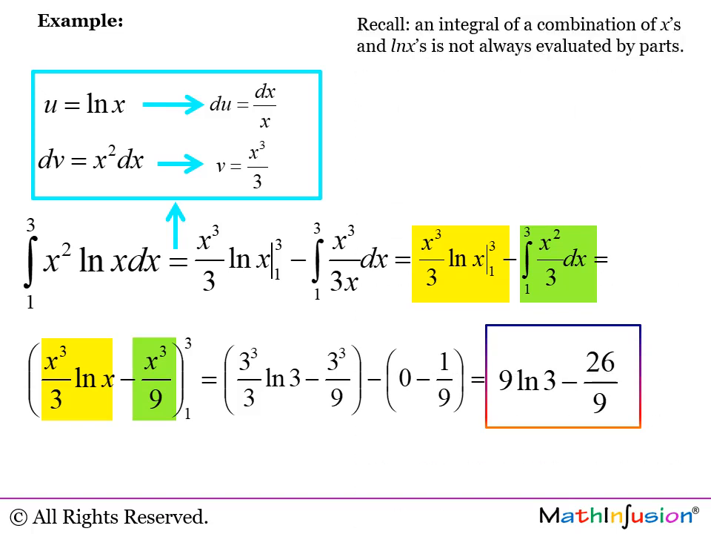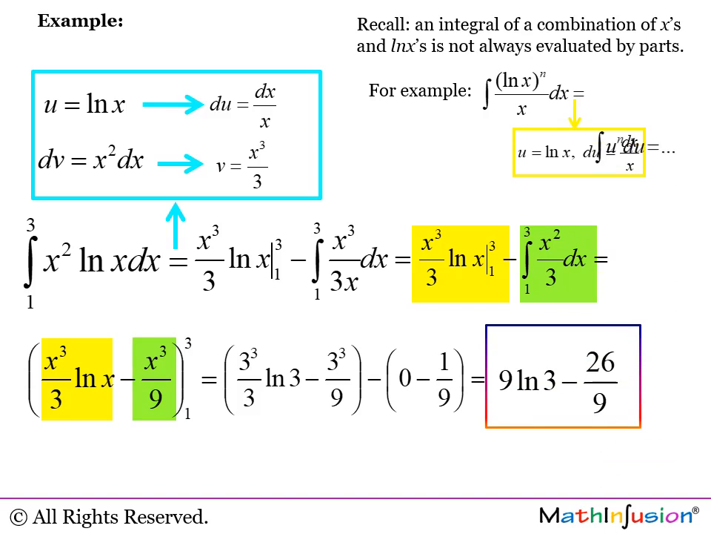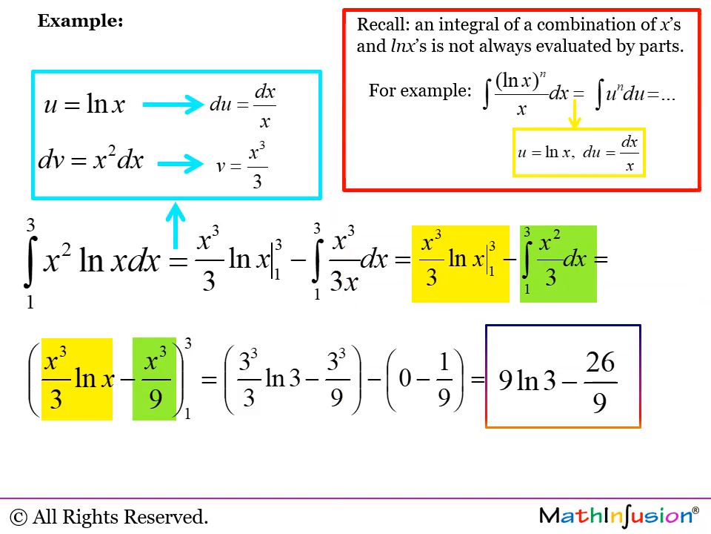I have to recall that not every combination of x and ln of x is integration by parts. It really depends on the integrand and the setup. For example, here we have the integral of ln of x to the n over x dx, and as you recall, this was a u substitution when u equals ln of x and du equals dx over x. So just to recall, we got this one, and it was a really easy integration.